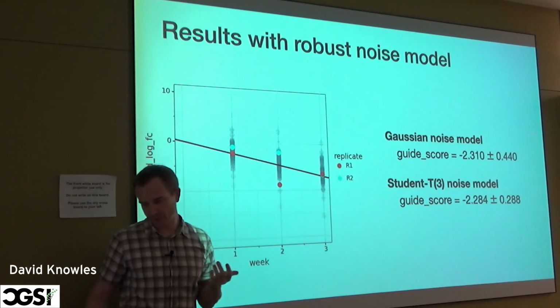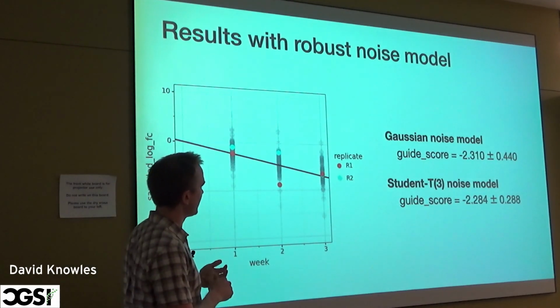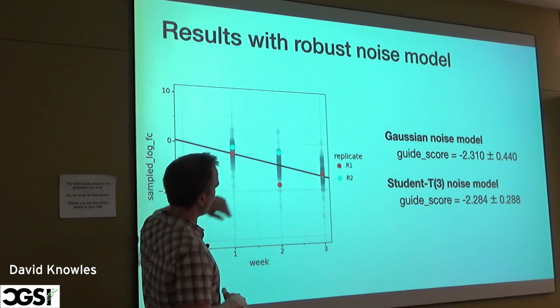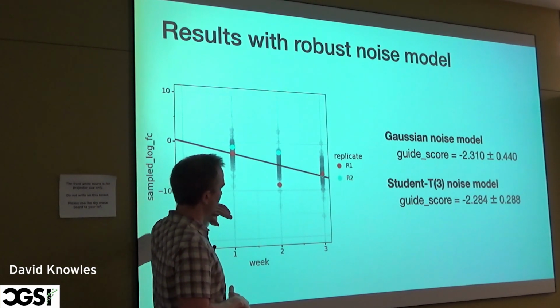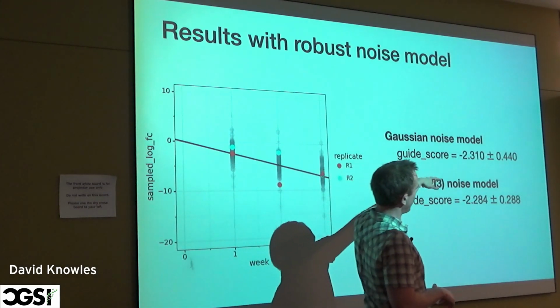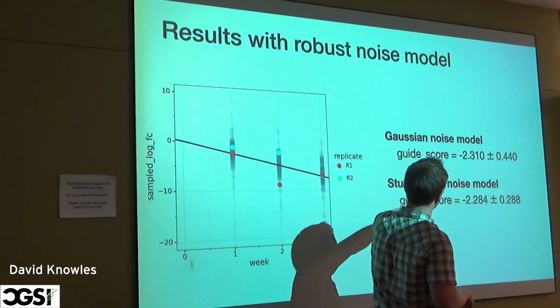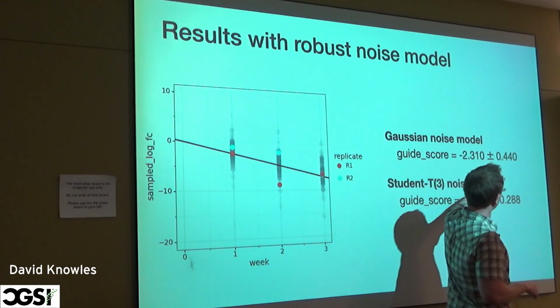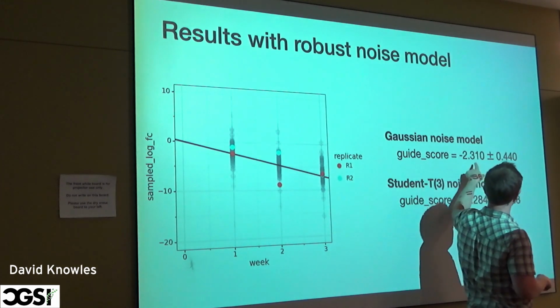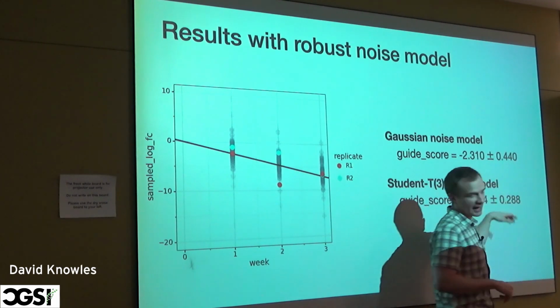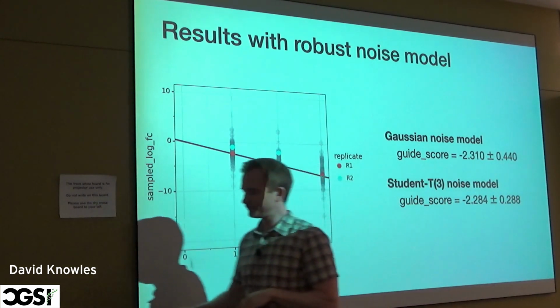The inference code wouldn't have to change. We can refit this, and this is showing what the data looks like under that model fit with the robust noise. And these are the estimates of the guide score, the mean and standard error effectively. Under the Gaussian noise model, you can see we had quite a big variance on this estimate of the guide score, and that actually goes down when we use the robust noise model.